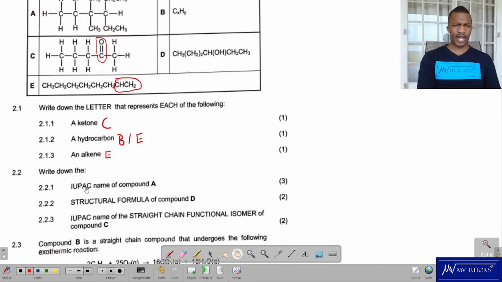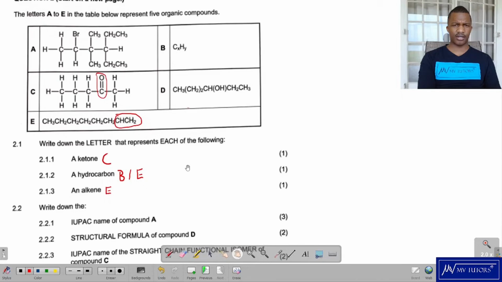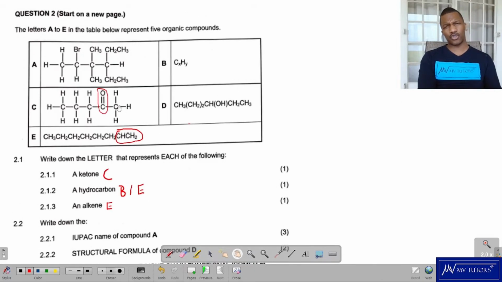Write down the IUPAC name for compound A. All right, let's look at A. The first thing you do when you're writing an IUPAC name is you must number your carbons. So that's 1, that's 2, that's 3, that's 4. Which one's going to be 5? Let's make this one 5, and that's 6. So that's our longest chain. So 6 carbons.